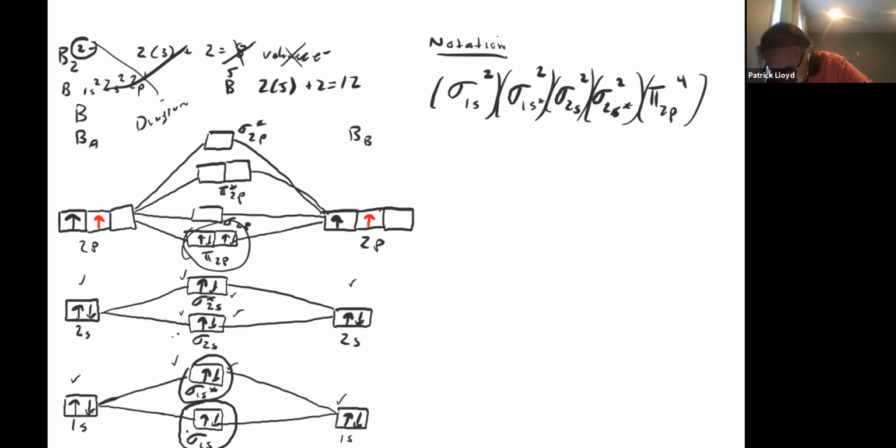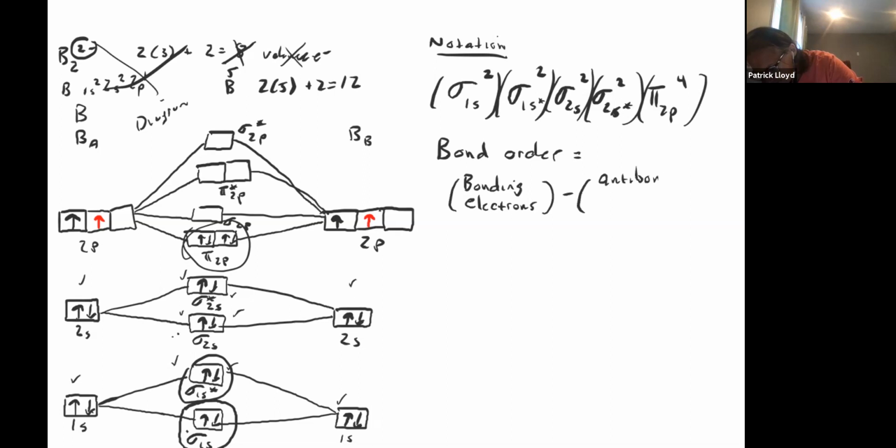Now, I want to show you what's called bond order calculation. Okay, here's how you calculate bond order. What you do is you count the number of bonding electrons and you subtract from that the number of anti-bonding electrons. And then you divide it by 2. You divide it by 2 because a bond in general is considered 2 electrons. So dividing by 2 takes the electrons and turns it to the number of bonds.